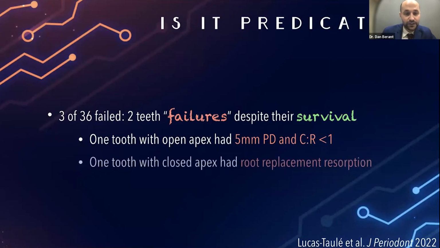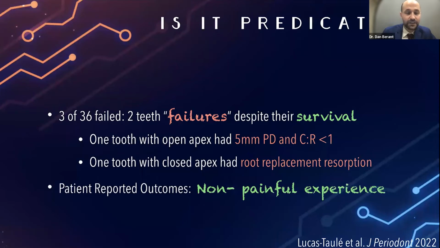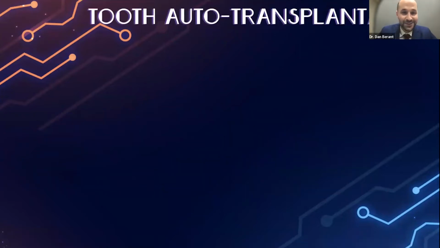Out of the teeth that failed, one of them had an open apex and a 5 millimeter probing depth, and they considered it a failure because the crown to root ratio was less than 1. The other tooth had a closed apex and they saw root replacement resorption. The beautiful thing about this study that I really liked is that they took the time to collect patient-reported outcomes. A majority of patients said they don't really recall the surgery and that it was a non-painful experience. So, long story short, tooth auto transplants, when done appropriately, do work.